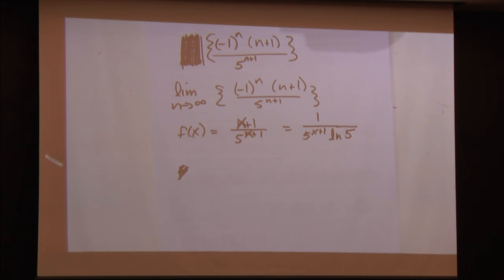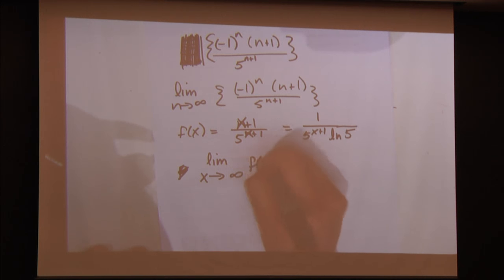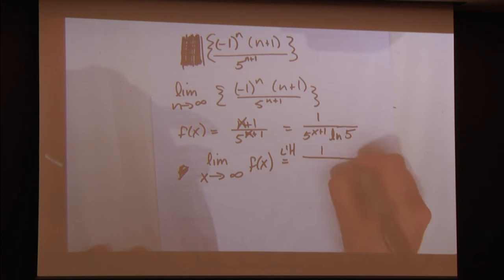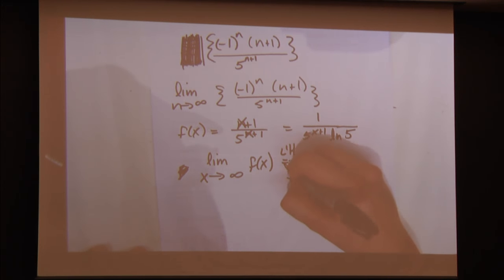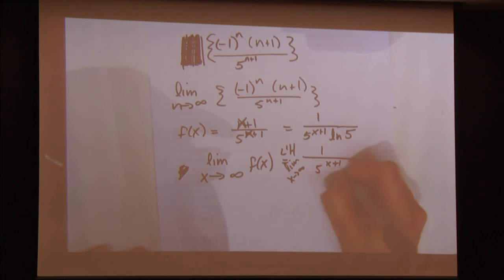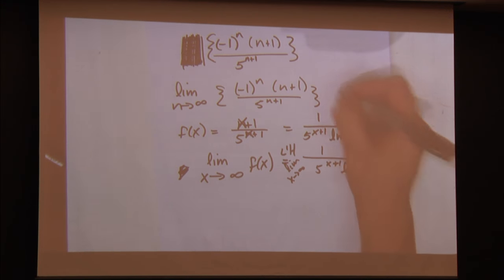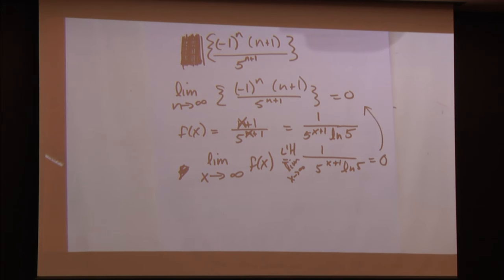Well, if you take the limit as x approaches infinity of f of x, which you'd use L'Hopital's on, you take the limit as x approaches infinity of 1 over 5^(x+1) ln 5. That's equal to what? 0. So our sequence goes to 0. Therefore, our sequence does what? It converges. Okay.